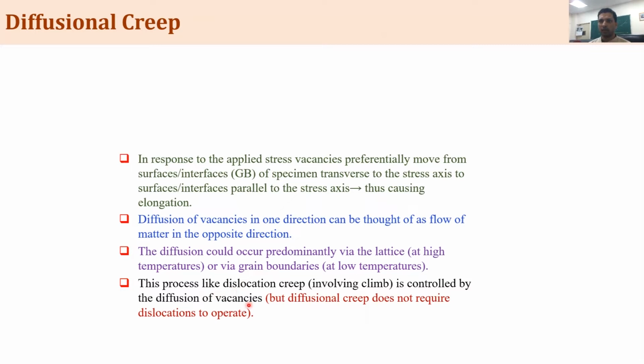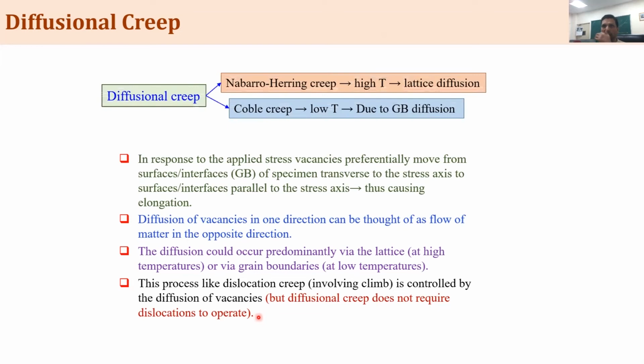This process, like dislocation creep, which we have not yet discussed, where it involves climb, is controlled by diffusion of vacancies. So we are already giving you a hint that dislocation creep involving climb is also controlled by diffusion of vacancies. And this one is also something we saw is controlled by diffusion of vacancies. But diffusional creep does not require dislocations to operate. Okay, so we found that no dislocations are required, even though deformation strain is taking place and mass transfer is taking place, but no involvement of dislocations is taking place.